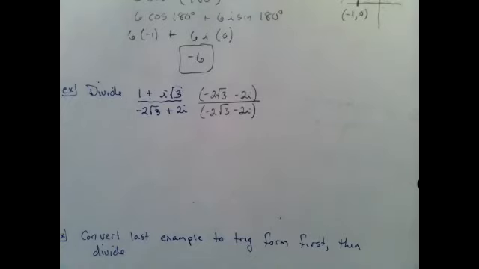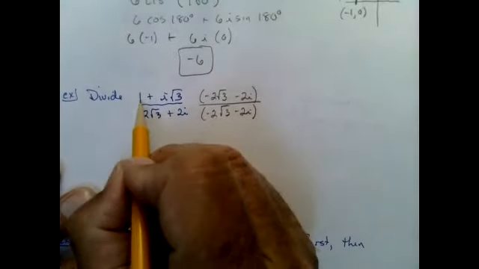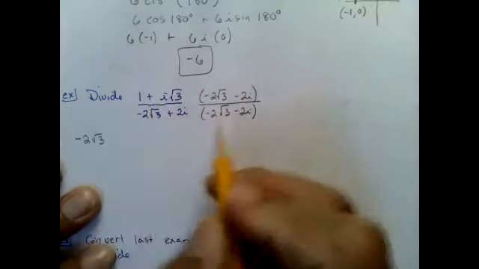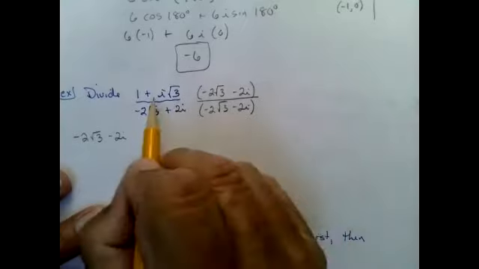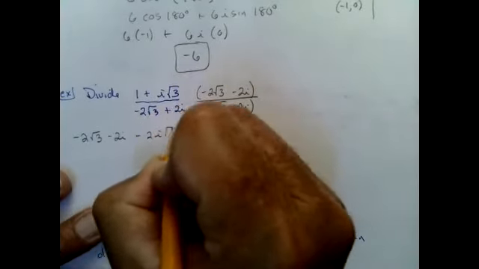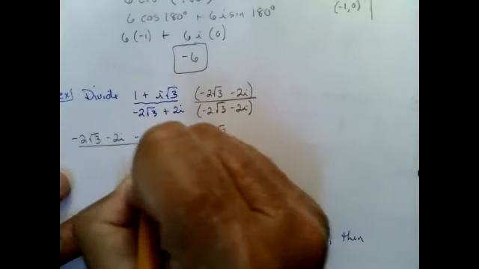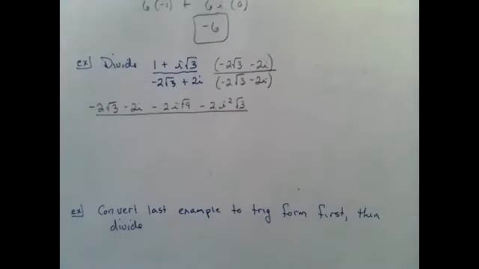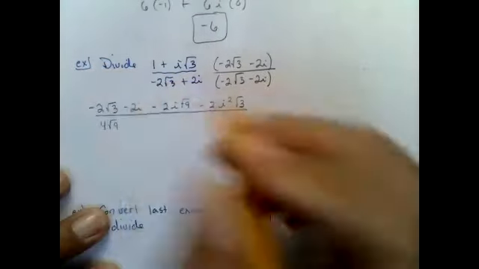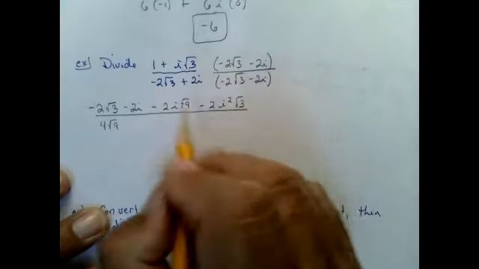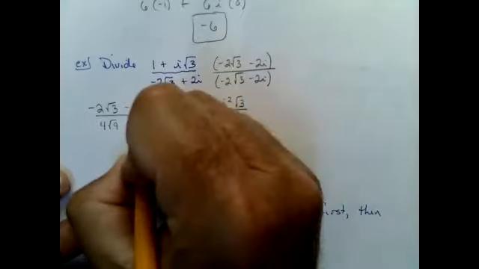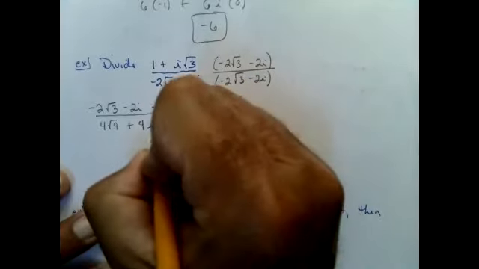Go ahead, take a minute on that one. See what you get. I'm going to do this slow. -2 square root of 3 minus 2i, minus 2i squared of 9, 4 square root of 9, plus 4i squared of 3.